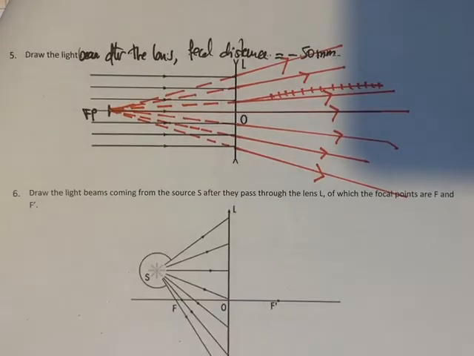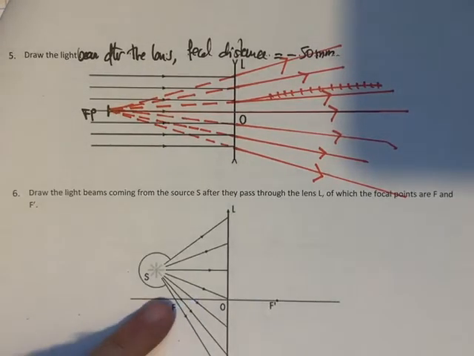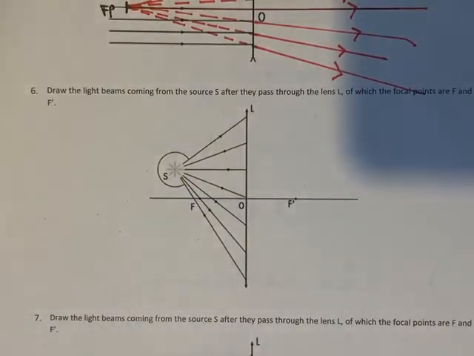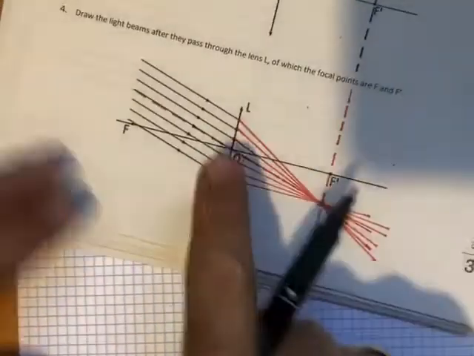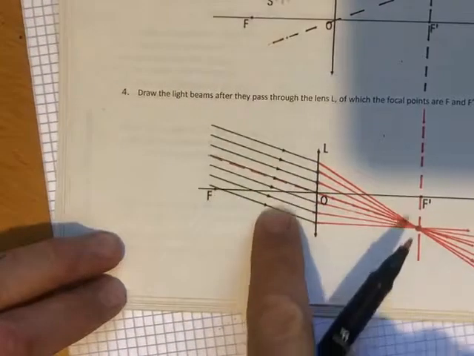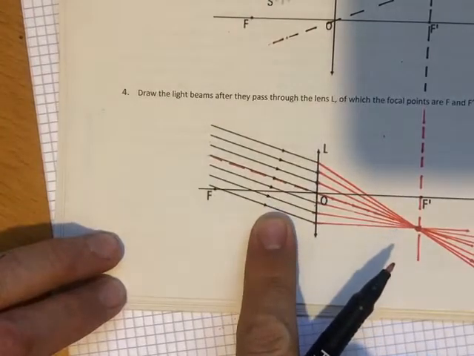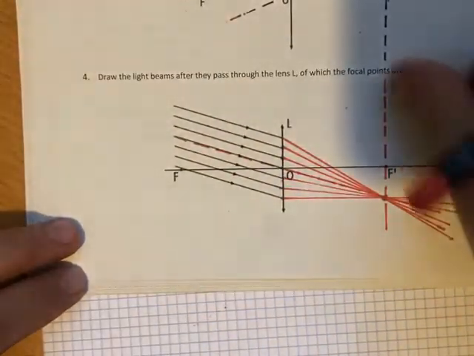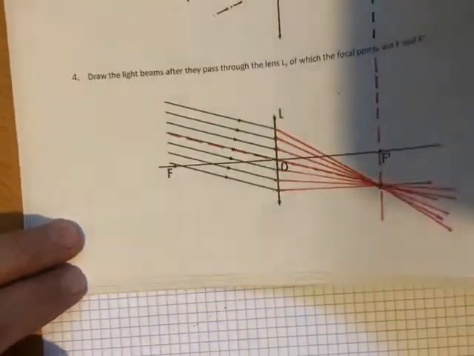Okay, next one. I will let you do that. This is a bit more complicated now, because you see in the exercise that we had before, we had many light rays arriving, but they all had the same direction, the same angle with respect to the optical axis. So we could use the same construction for all of them.